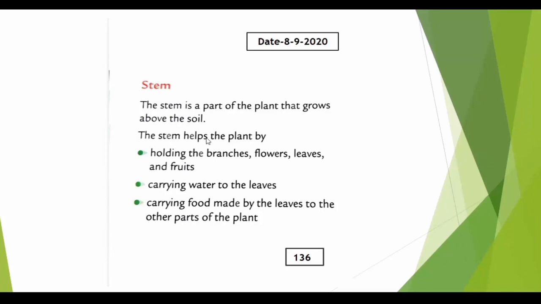The stem helps the plant by holding the branches, flowers, and fruit. Very good. Okay, continue and finish. To the leaf. Very good. Next. Carrying food by the leaf to the other part of the plant. Very good. Bravo. Thank you, Lean.